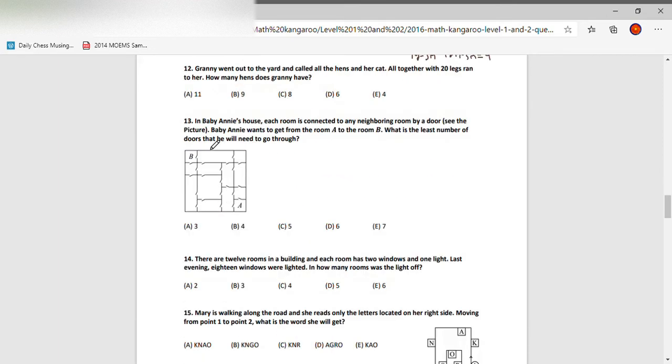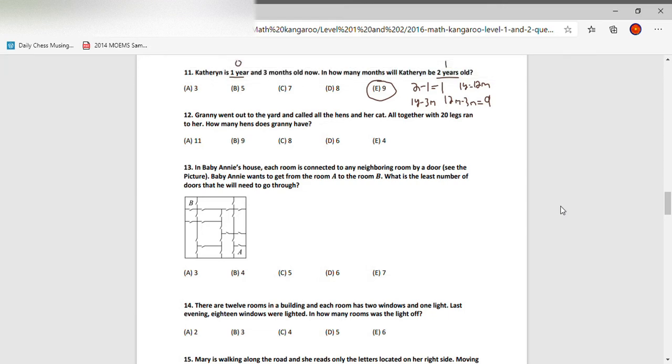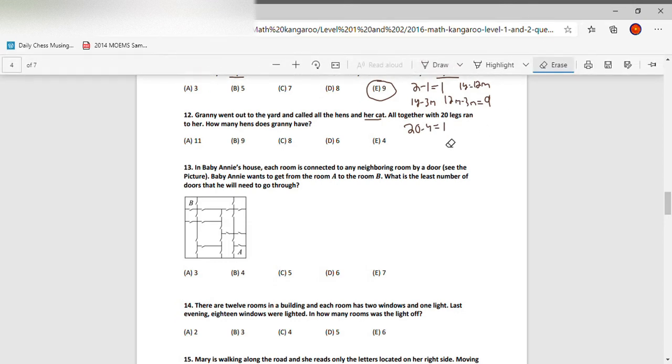On to number 12. Granny went out to the yard and called all the hens and her cat. All together, with 20 legs, ran to her. How many hens does Granny have? So we know that there's one cat because it just says her cat. It doesn't have an S at the end. And a cat has 4 legs. So 20 minus 4 equals 16. So altogether, the hens have 16 legs. So now a hen has 2 legs. So we can do 16 divided by 2 to get that Granny has 8 hens, meaning that the answer is C.